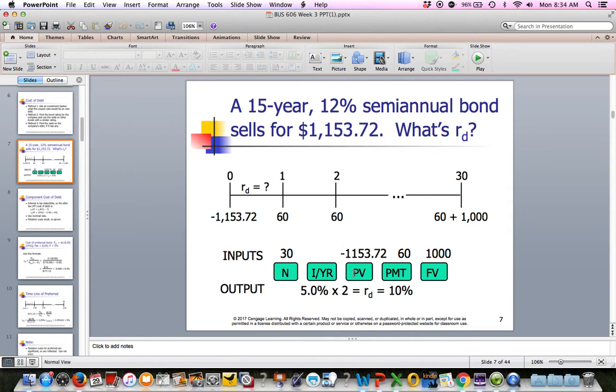So essentially what this is saying is for 30 periods, present value of 115,372, a payment of 60 for 30 times, and a future value of $1,000 at the 30th time. All that boils down to an interest rate of 10%, and the answer would come out as 5, but because I calculated this as semi-annual, I have to double it, and it becomes 10. So basically it comes down to being 10%. So this bond's interest rate on the market is 10%, is what they're telling us.